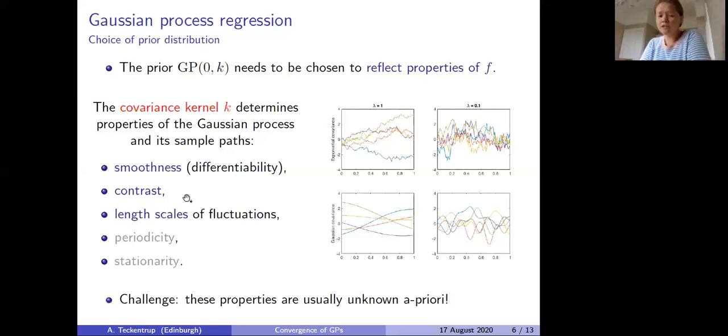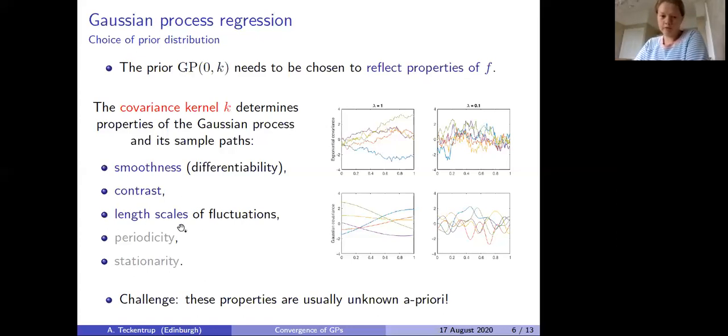So the challenge is that these properties are usually not known a priori. Your function f is unknown. All you know about f are these function values that you observed. And so things like how smooth your function is, or the typical length scales that you have, are something that you don't really know a priori.